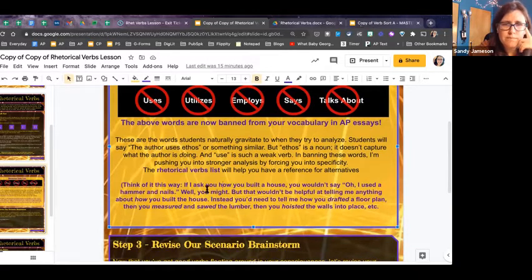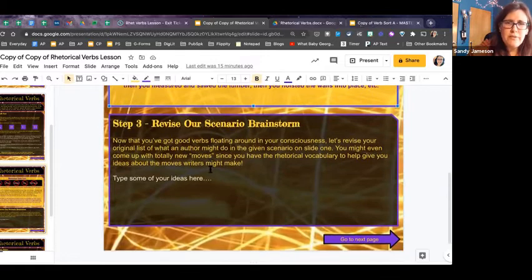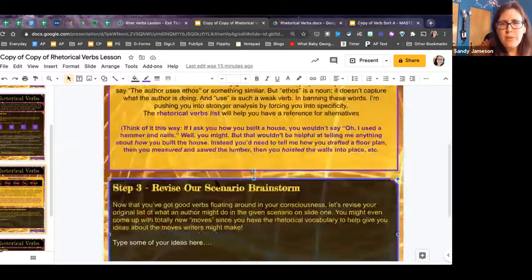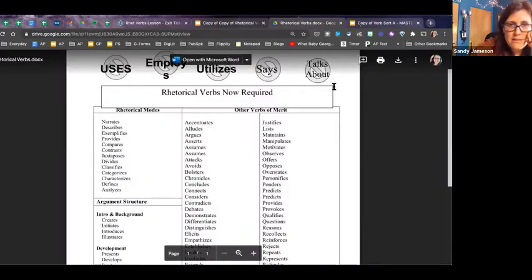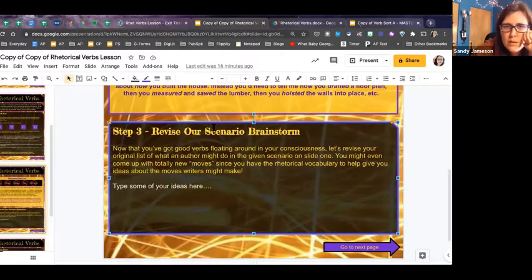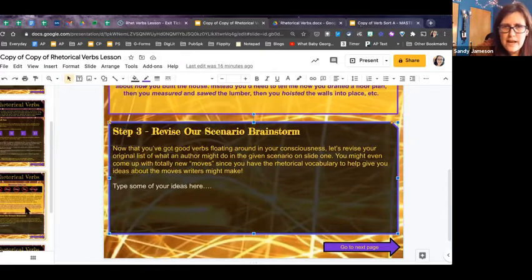So kind of keep that in the back of your mind, is why I'm pushing this rhetorical verbs thing so hard. Which leads us to our follow-up. So now that we've got good verbs floating around in our consciousness, they're real fresh in our memory, using this list that we got, let's revise our original list of what an author might do in the given scenario on slide 1.